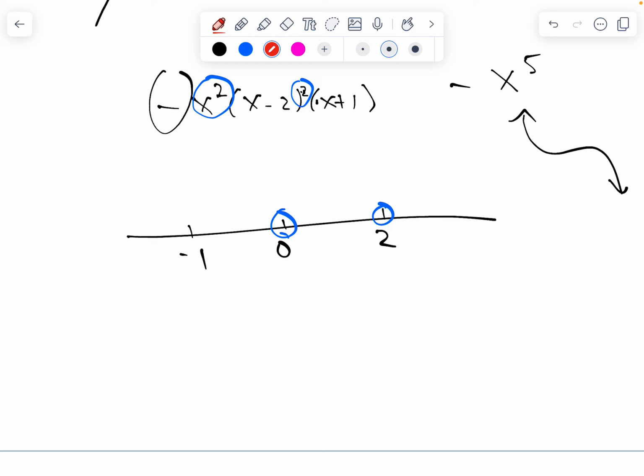Okay, so it approaches this one from the top, and it can't get through here because that's a double root, and it can't get through here, so it's a double root, and it goes down, and so that's your picture there for the second question on number 3.